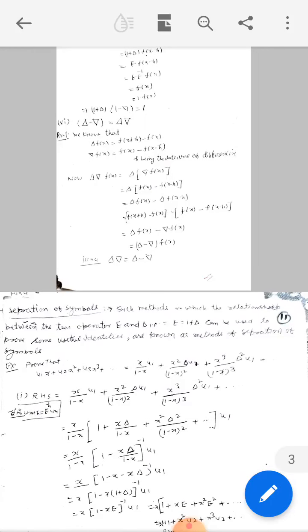So delta into nabla is equivalent to delta minus nabla. We can use these properties in the method of separation of symbols. In such a method, the relationship between the two operators E and the forward difference operator delta can be used to prove some useful identities, which are known as the method of separation of symbols.